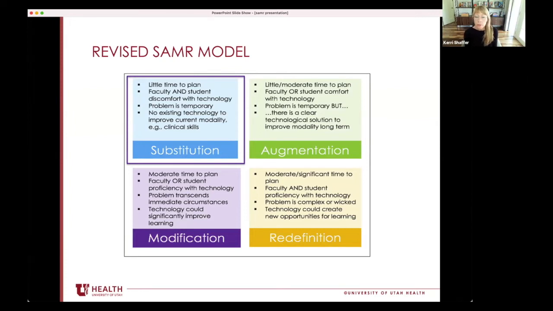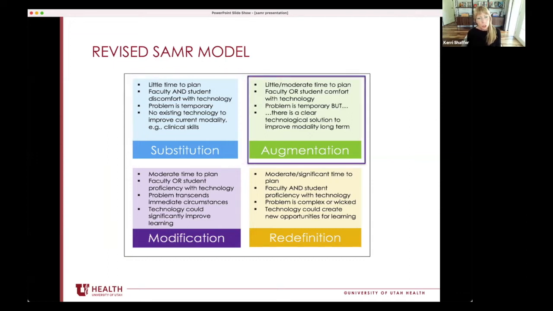People's comfort or discomfort with technology was kind of unknown at the time, but I think it's fair to say that the majority of our faculty had not spent a lot of time doing online teaching. The problem, at least in that moment, felt very temporary. We just need to get this online right now. This isn't our long-term vision for the School of Medicine. And as far as we knew, there wasn't really anything at the moment that was going to improve the situation in terms of the technology. So substitution was a pretty good option at that moment.